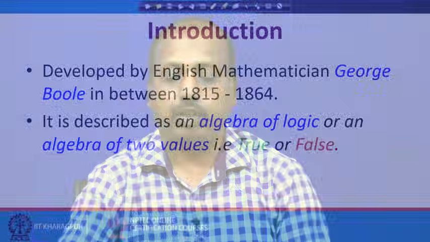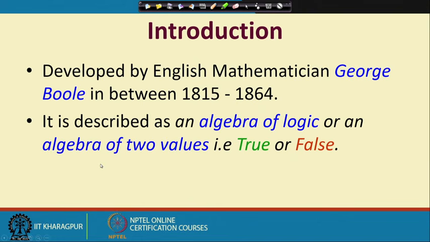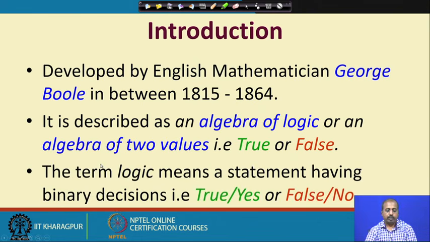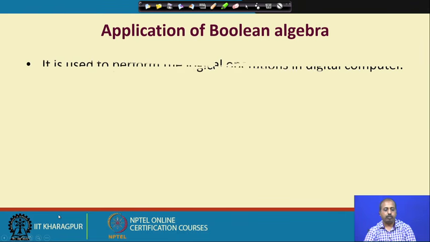Similarly, in Boolean algebra the values are only true or false. There are only two values possible, true or false. Here the term logic means a statement having a binary decision: it may be true or false, or in some cases we may call true as yes and false as no. So, this is the basic idea behind Boolean algebra.